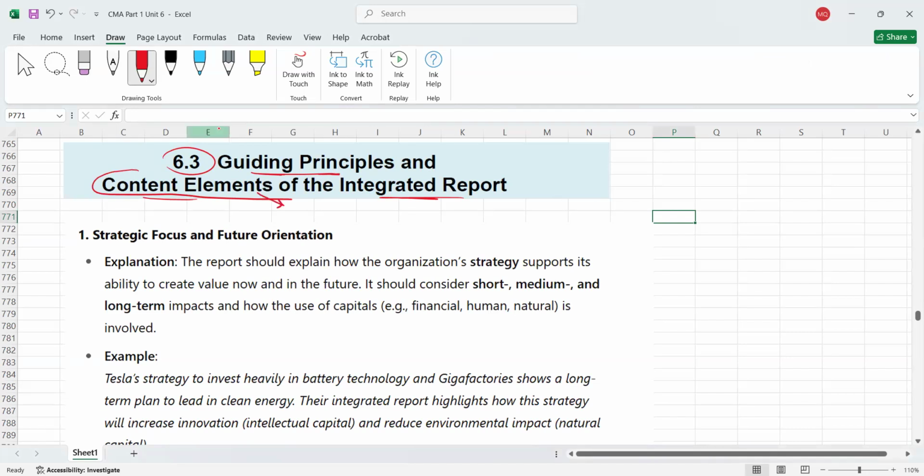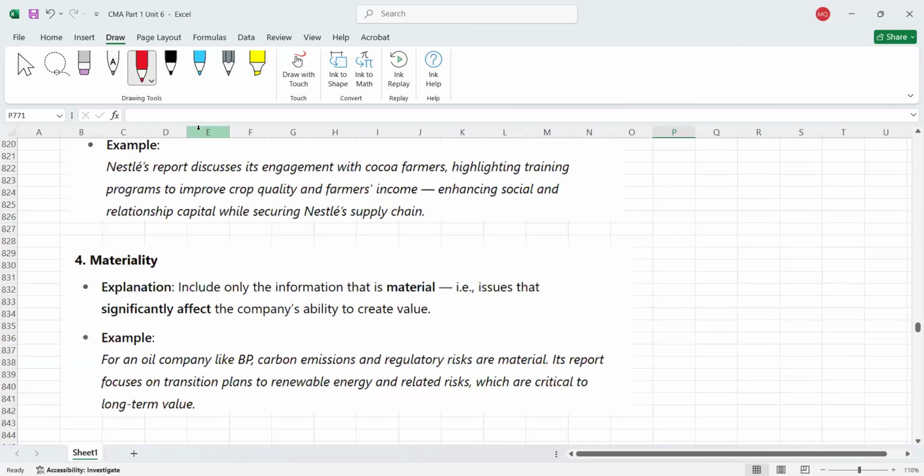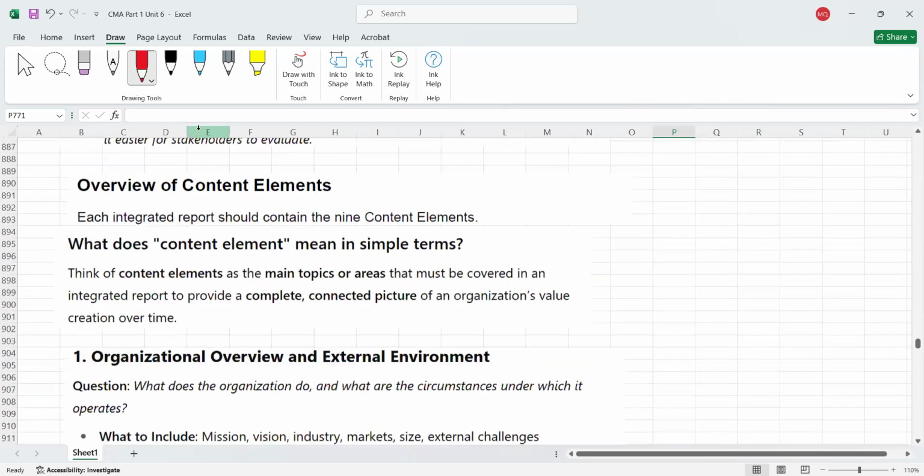Content elements means, guys, simply the sections, that is, how many sections we need to include in our report. Like in the financial statements, we include the income statement, balance sheet, statement of comprehensive income, statement of cash flows, statement of changes in equity. There are some other sections also in the financial statements, but under the integrated report, how many sections we will include, that I will start with first. The content, like how many sections we need to include. So here we go, the content starts from here, if you just scroll down the sheet.